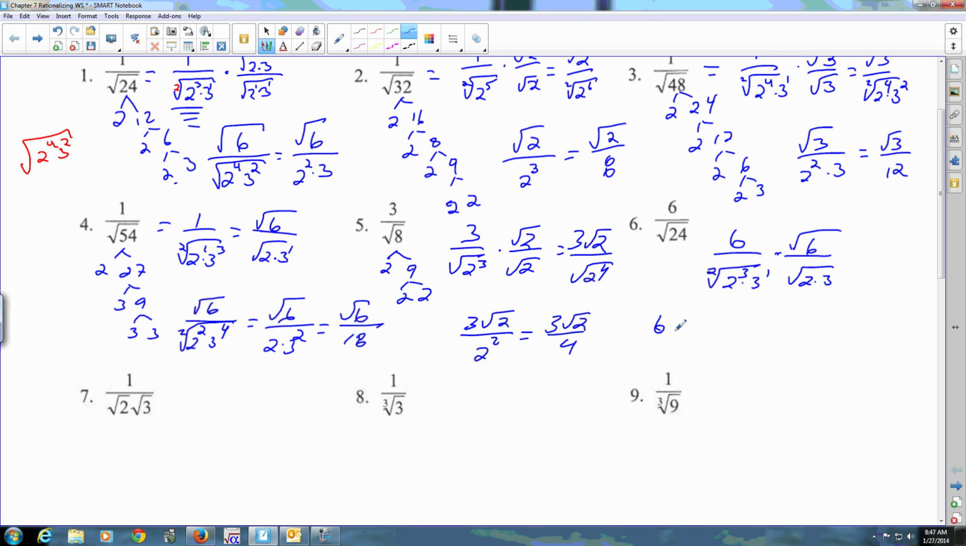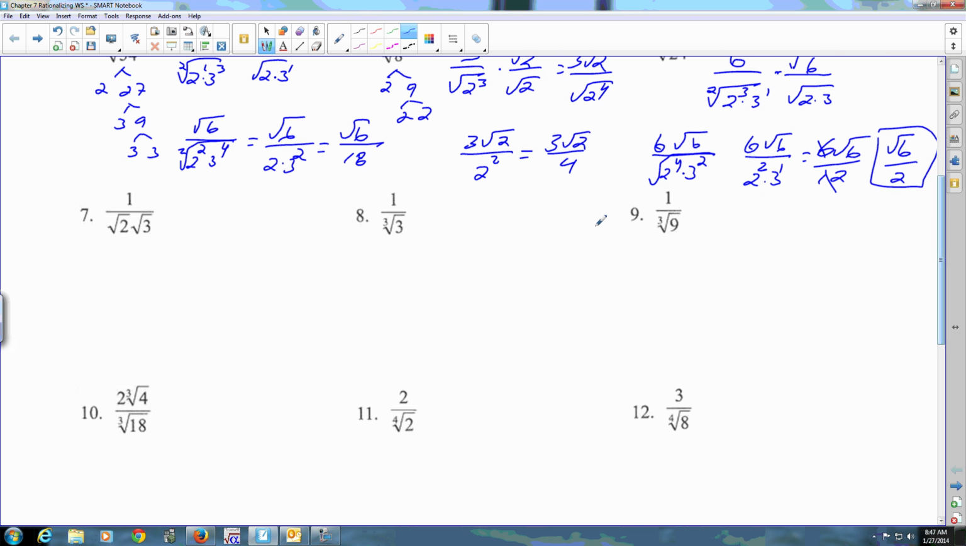So the top becomes 6 square roots of 6 over, it's now 2 to the 4th, 3 squared. It's in a root, so 6 square roots of 6 over 2 squared times 3 to the 1st. The bottom is 12. That's going to reduce, so I have square root of 6 over 2 as the final answer. Okay?